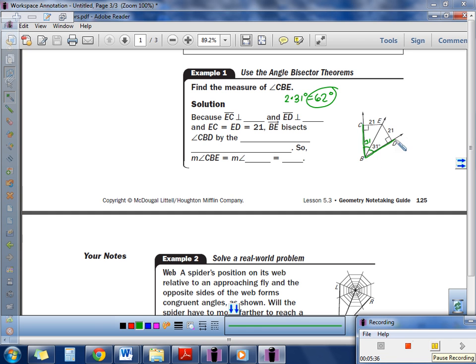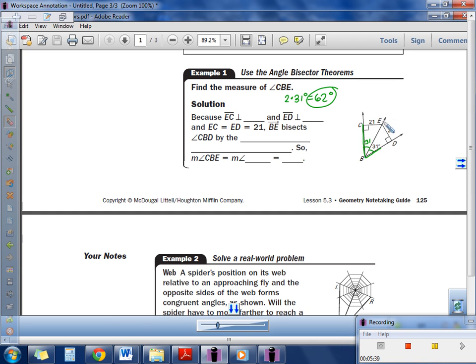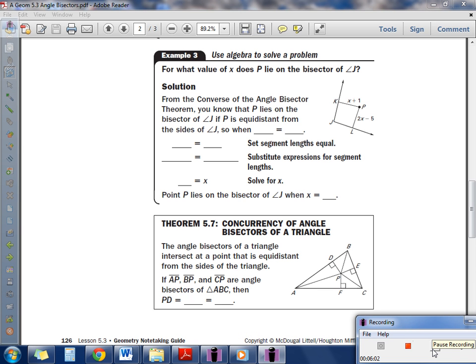Sorry, I highlighted CBD. I should have highlighted only CBE. And that one quickly is 31. So CBE is 31. I accidentally did angle CBD. And that one is 62. Okay? So I'll be asking both of those on the test. So tell me the small one and then tell me the total. Sorry about that. All right, example 3. For what value of x does P lie on the bisector of angle J?